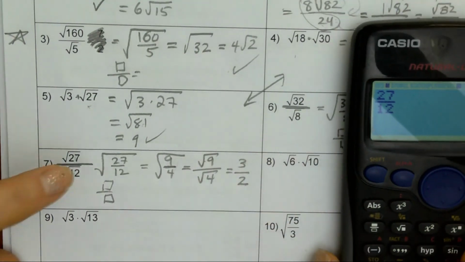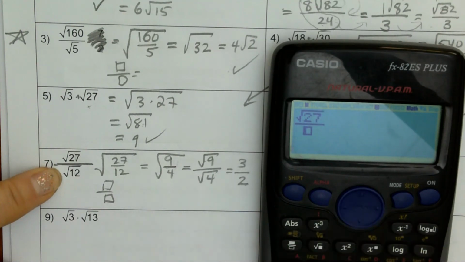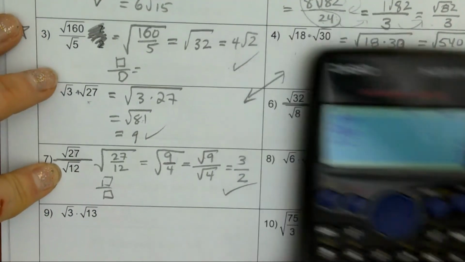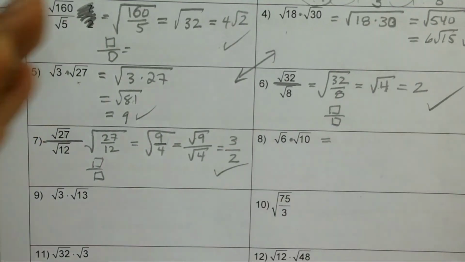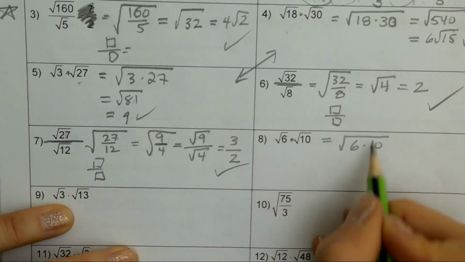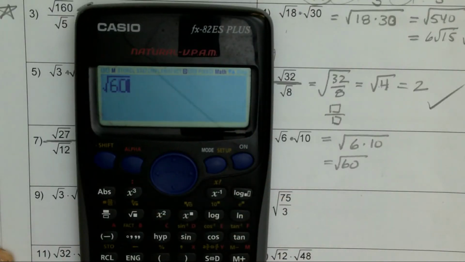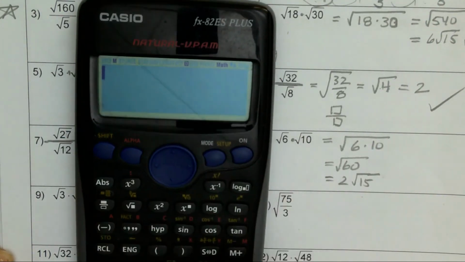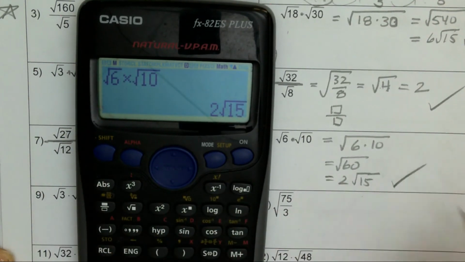Let's check our answer to make sure we're correct. So square root of 27 over the square root of 12. Yep, we are correct. Good. Next. Because this is multiply, we can push our radicals together and put them underneath one radical sign. So 6 times 10, that's 60. And can we make that more simple? Yep, 2 root 15. Let's check just to make sure. Root 6 times root 10. Yep, we're correct. Good.